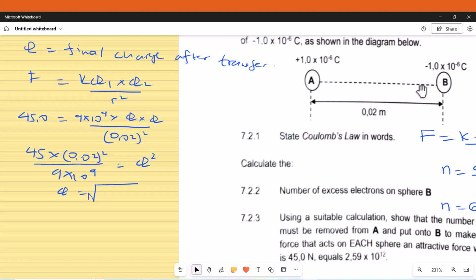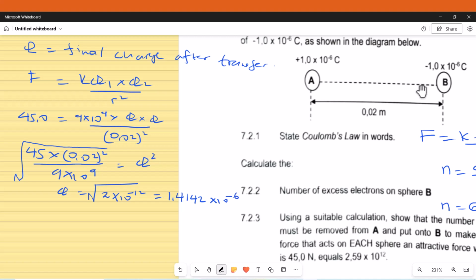On your calculator, please help me and find this value. I get 45 times 0,02 squared divided by 9 exponent 9. It gives me 2 times 10 to the power negative 12. So under the root here, it is 2 times 10 to the power negative 12. Then the square root of that answer gives me 1,4142 times 10 to the power negative 6.